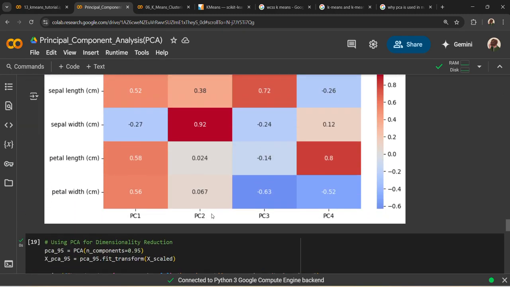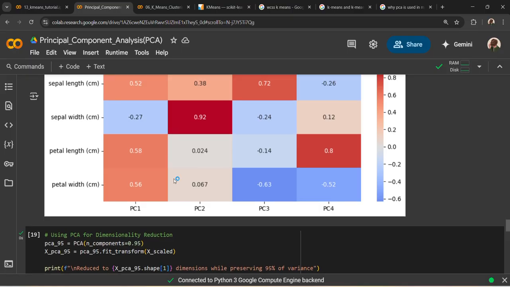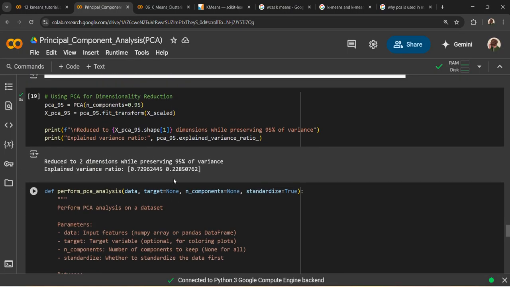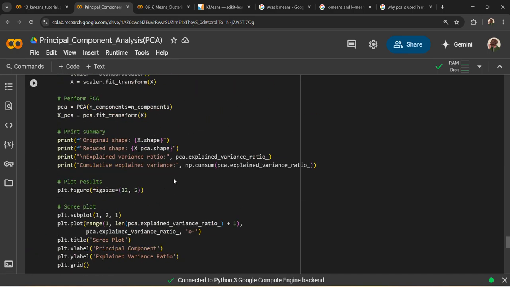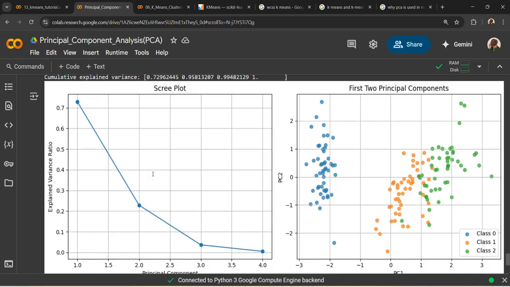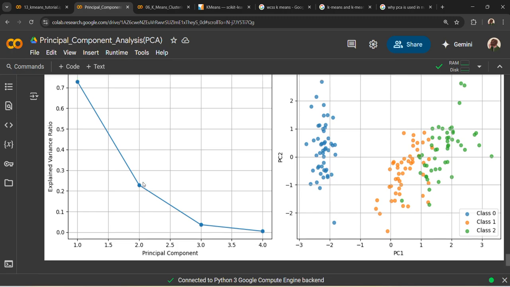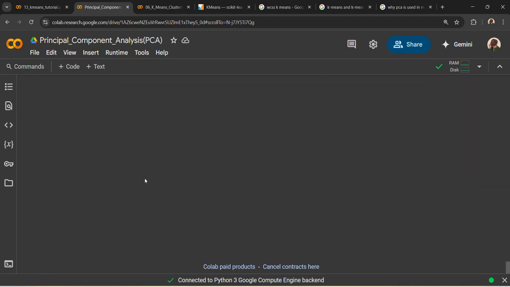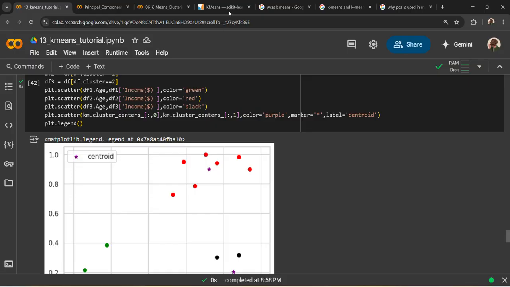So this is the way, and the correlation matrix with respect to PCs. And here I provided the extra information like the building of the algorithm. If you wanted to build your own algorithm, this is the way. Okay. And here you can see this got converted to the first two principal components, and the scree plot. Okay. This is all about principal component analysis. Okay. So let me stop here.